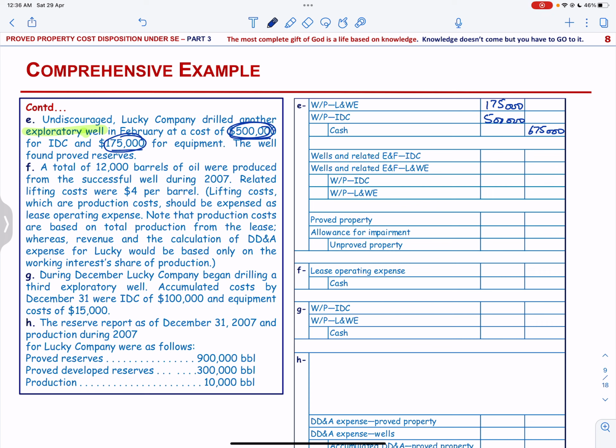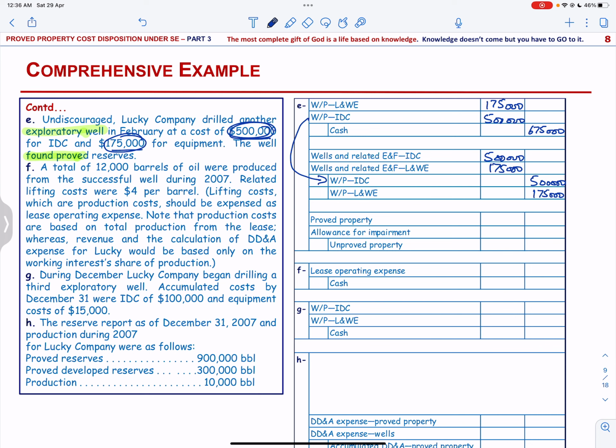Now they have found proved reserves at this stage. So the wells in progress are going to be transferred to wells and related equipment and facilities. So wells in progress intangible drilling cost is going to be credited by 500,000, and lease and well equipment is going to be credited by 175,000. And then this will be transferred to wells and related equipment and facilities, intangible drilling cost for 500,000, and this will be 175,000.